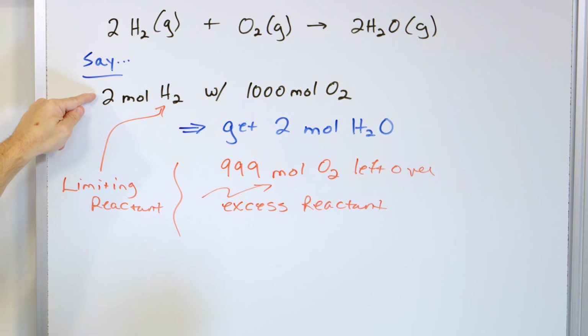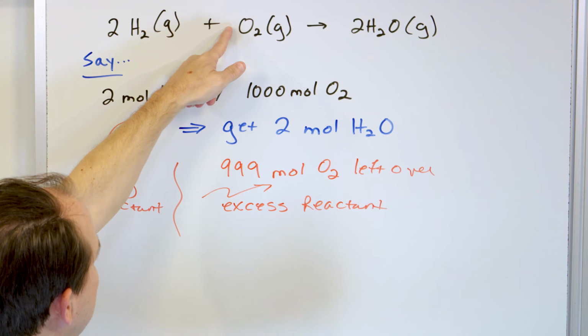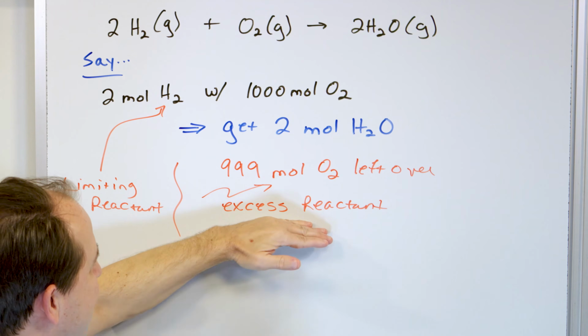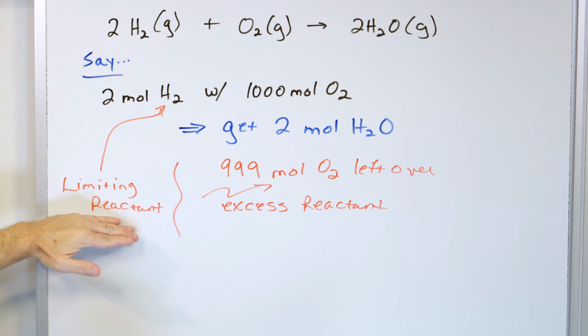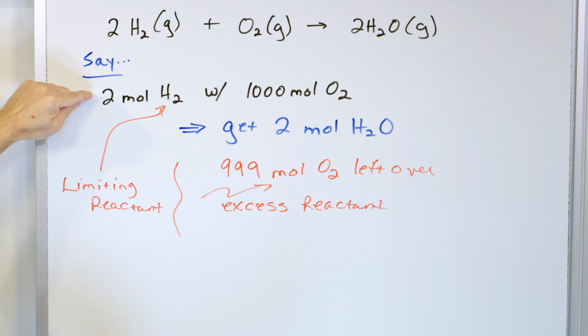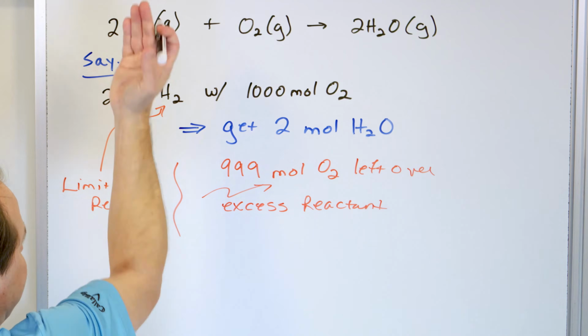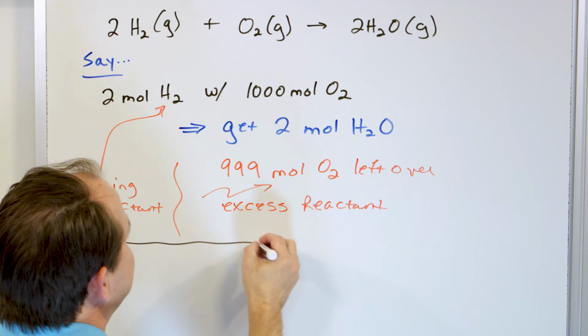Once it's depleted, though, it only used 1 mole of oxygen, so there were 999 moles of oxygen left over, and that's why it was the excess reactant. The limiting reactant was whatever was utilized first. Once depleted, the reaction terminates because there's nothing left to react. We have all this O2 left over, but there's no more hydrogen, so nothing else happens. It just sits there.